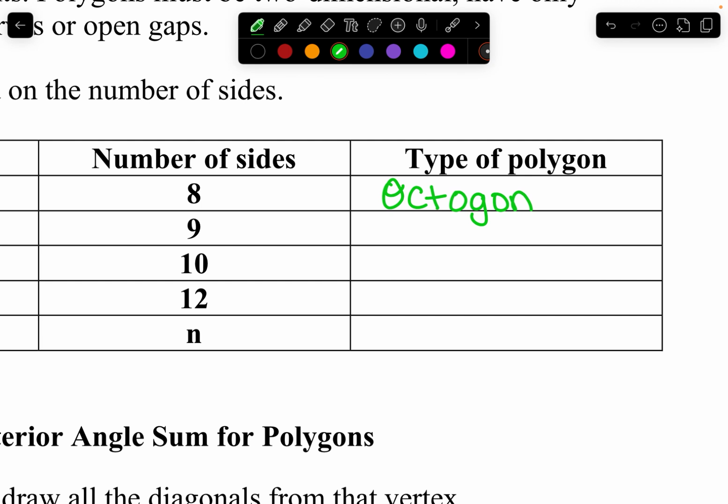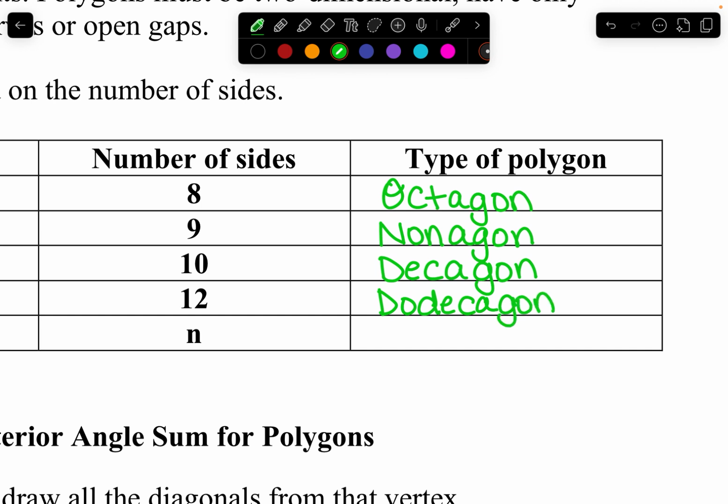All right. A nine-sided shape is a nonagon. I think this is an A. I think all these are A's. A 10-sided shape is a decagon. And then notice that we've skipped 11 sides, and when we just go back down to 12 sides, that's going to be a dodecagon.